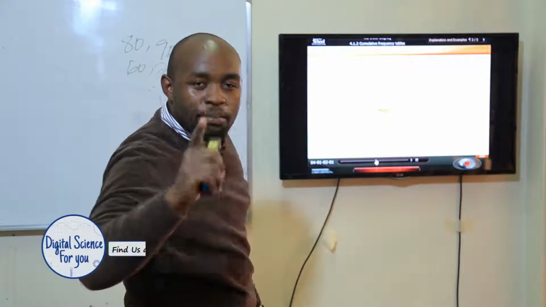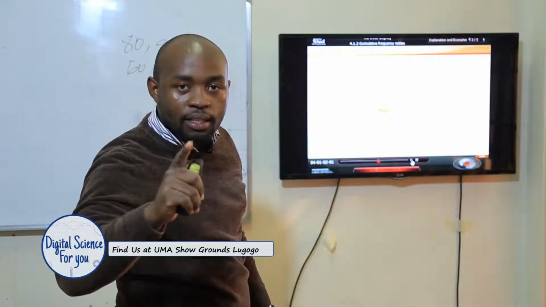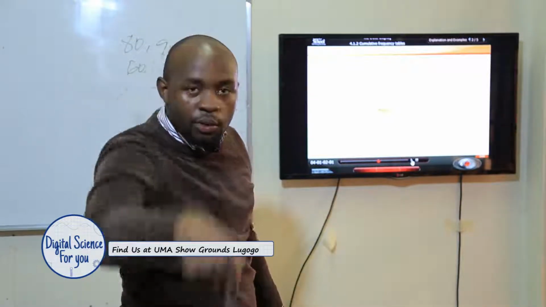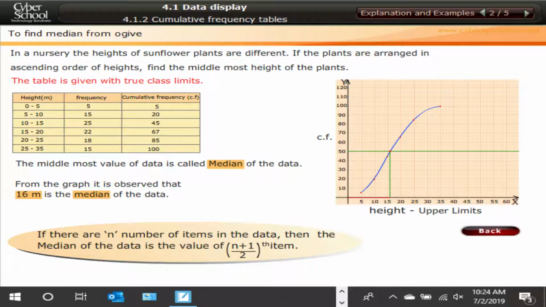Yes? Now the 50, I draw a line. Where the line meets the ogive, the curve that I drew, is where my median will lie. So on reaching that line, I move downwards, and down is where I find my median. The median is a number that's got from the height. Don't get it from the CF.